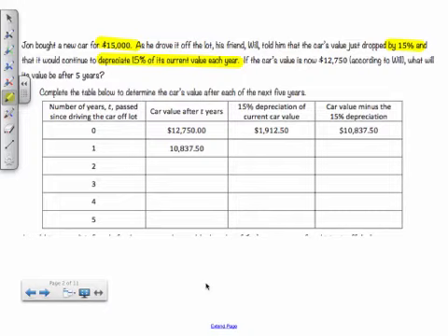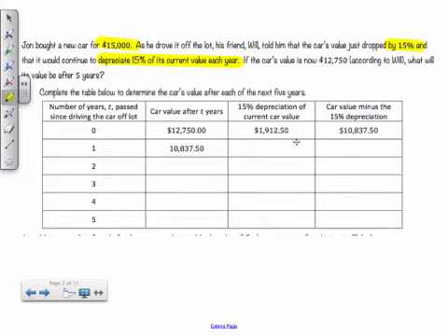So at the beginning, the value was $12,750. That's because it went down by 15%. So you figure out what 15% of $15,000 is, and then you subtract that from the original price. Then we're going to do the same thing after the initial decrease, and we are going to figure out what the next amount is going to be.